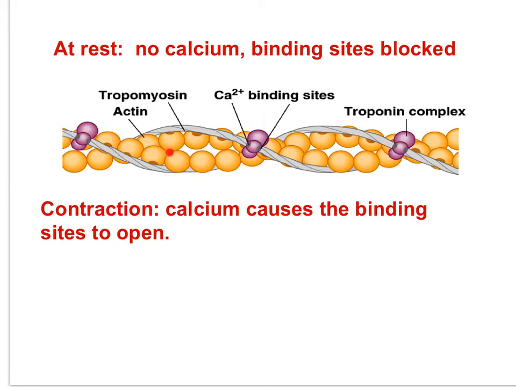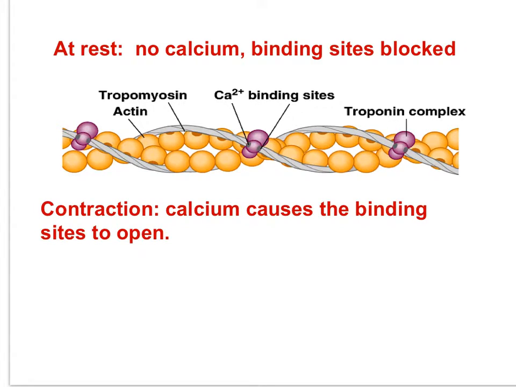Here is a diagram of actin in orange with both tropomyosin and troponin proteins. Actin is closely associated with tropomyosin and troponin. Notice the binding sites on the actin, but they appear blocked, unopened. The binding sites are the sites to which the myosin heads bind to form cross bridges. At rest, when the sarcoplasmic reticulum has not released calcium, the binding sites are blocked. As you see here, they're blocked by the tropomyosin.